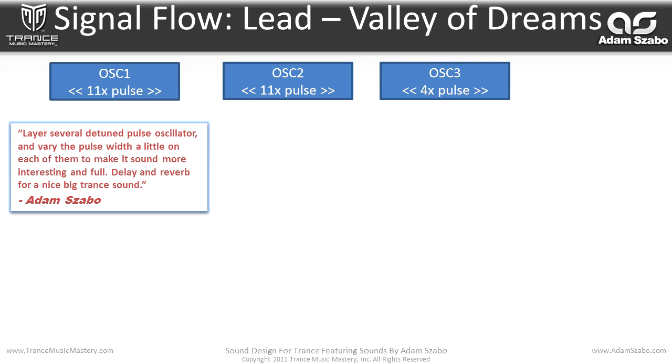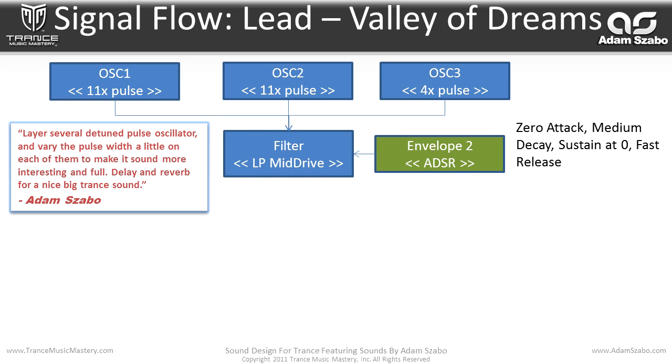So he's using 3 oscillators. Oscillator 1 and 2 are using 11 stacked pulse waves for each oscillator. And oscillator 3 is using a quad, 4 stacked pulse waves. Those then flow into a filter configured as LP mid-drive, with the cutoff frequency being modulated by envelope 2 with 0 attack, medium decay, sustain at 0, and fast release.